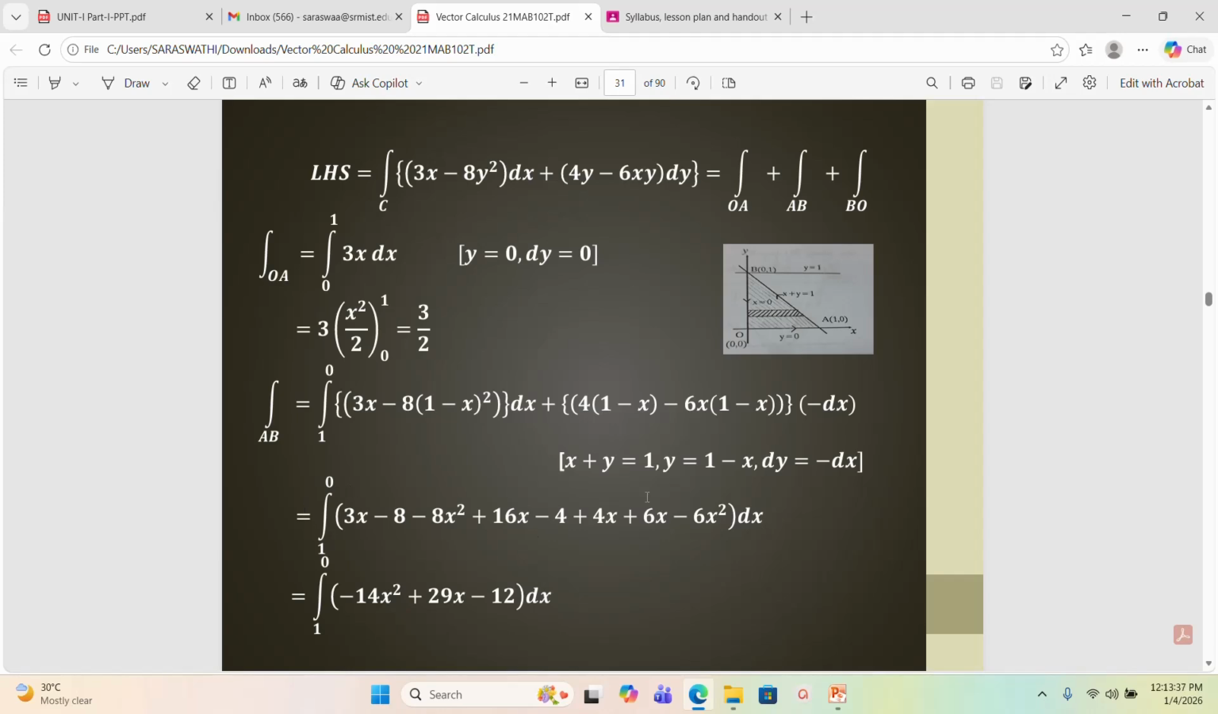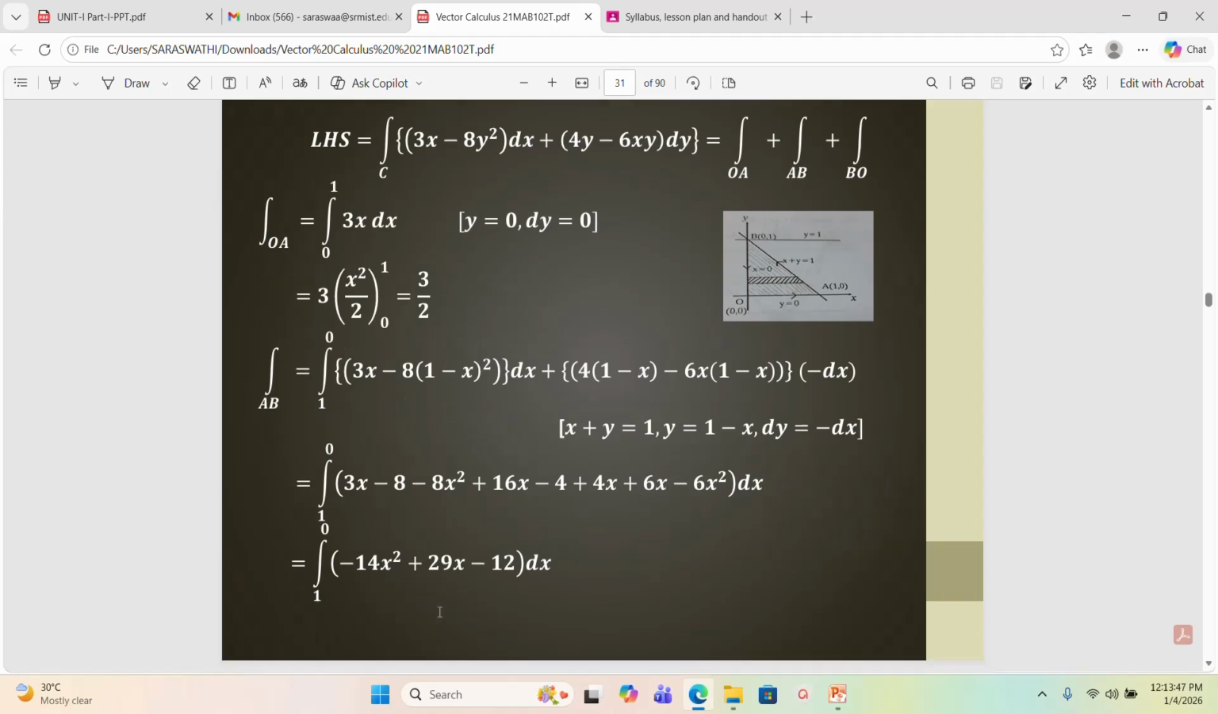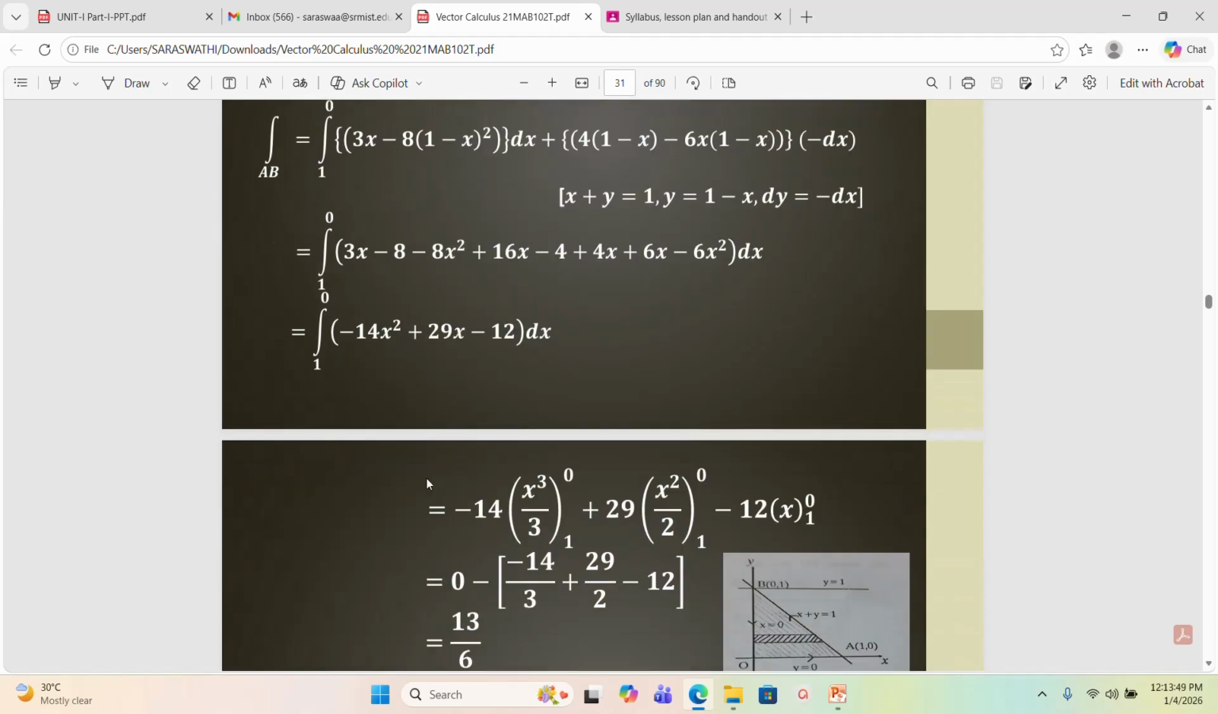So we have the line integral, and integrate with respect to x. After simplifying this equation, the whole thing is minus 14x square plus 29x minus 12 into dx, and integrate now. Minus 14 is the constant, integral x square dx is equal to x cube by 3, close the limit from 1 to 0, plus 29 into integral x dx is equal to x square by 2, close the limit from 1 to 0, minus 12 is the constant, integral dx is equal to x from 1 to 0.